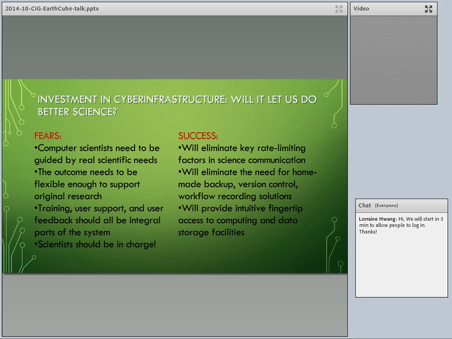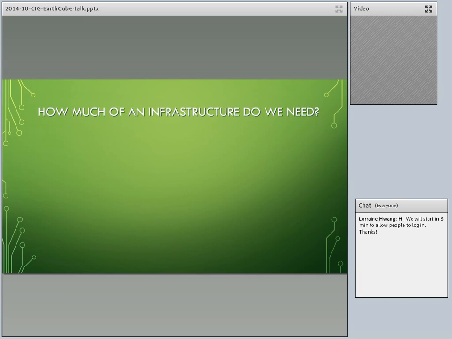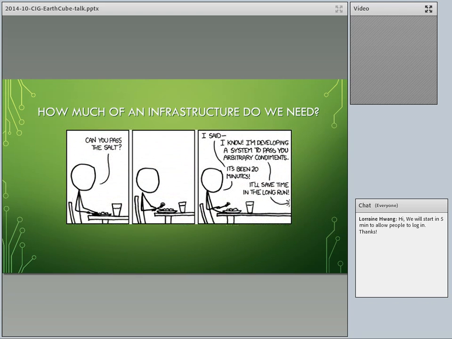So with that in mind, how much of an infrastructure do we need? And I think that this cartoon summarizes it very nicely.